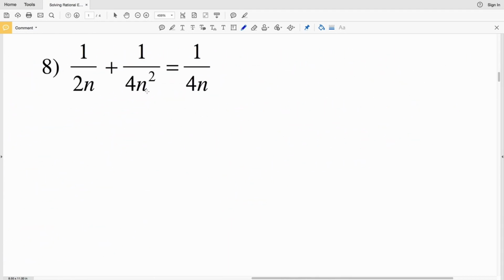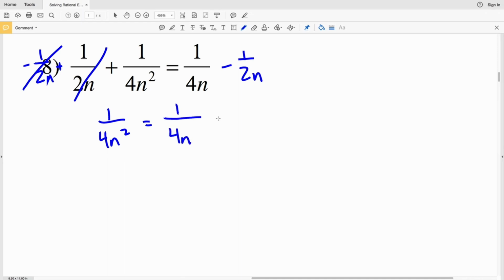In number 8, I'm going to start by rearranging the equation. I'm going to move this 1 over 2n to the other side. So I'm going to subtract a 1 over 2n from both sides. Doing that, I'll have 1 over 4n squared on the left, and that's going to be equal to 1 over 4n minus 1 over 2n.